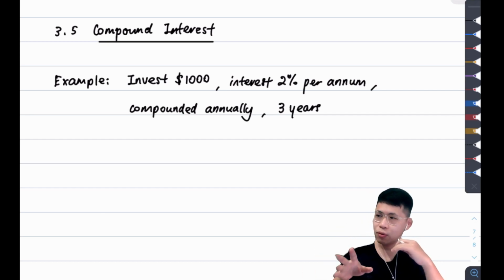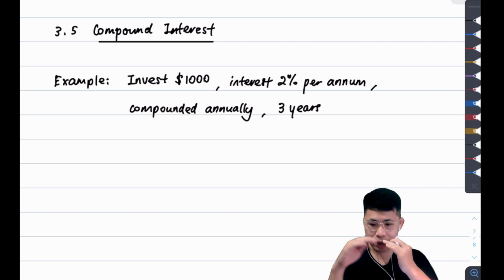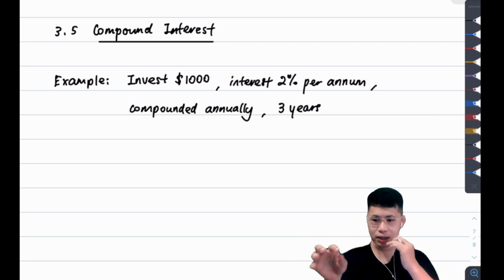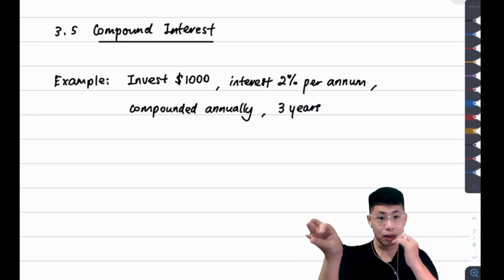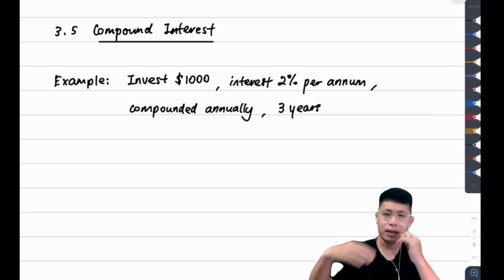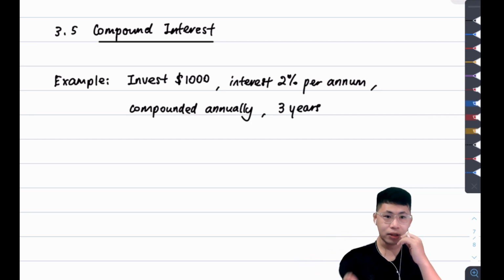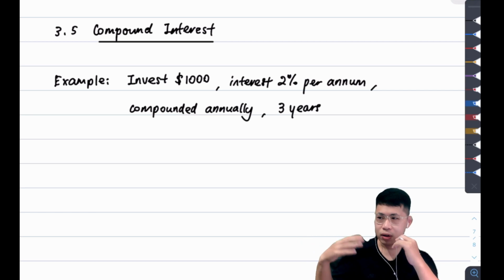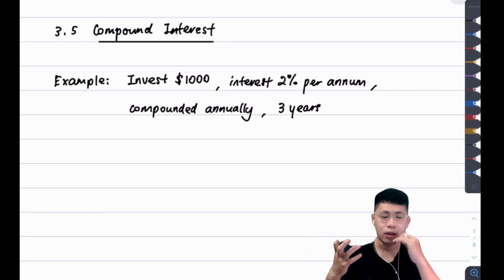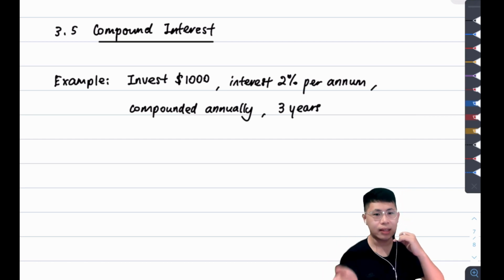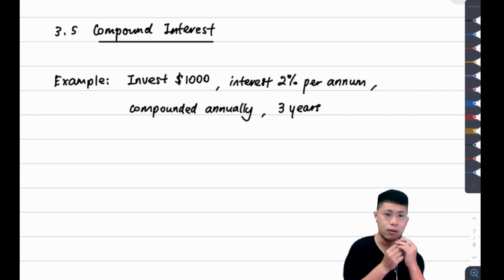Alright, it's a very different way as compared to simple interest, where simple interest is just based on the original sum of money. You're just going to collect interest based on that money itself. But for compound interest, we will calculate our interest and the growth of our investment or savings, or maybe a loan, in a different way than the simple interest. So let's take a look at how we calculate our compound interest and what is the mechanism.